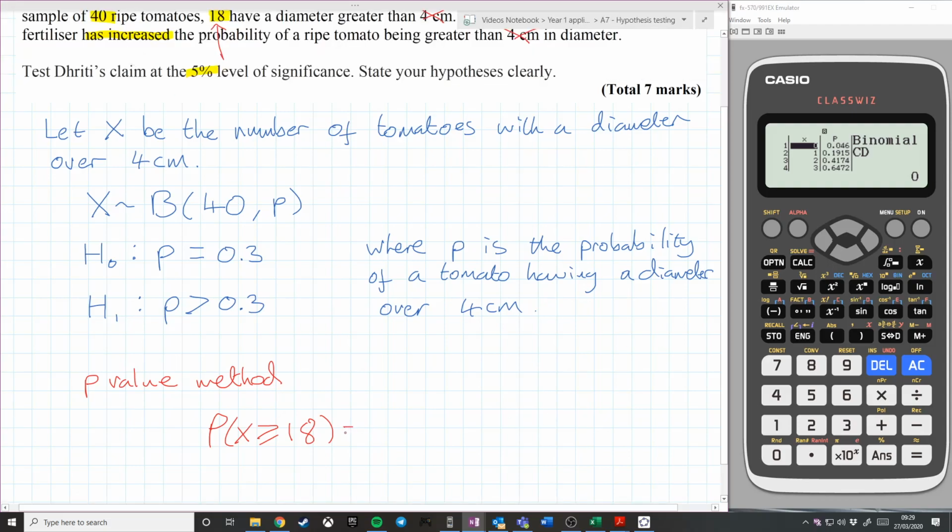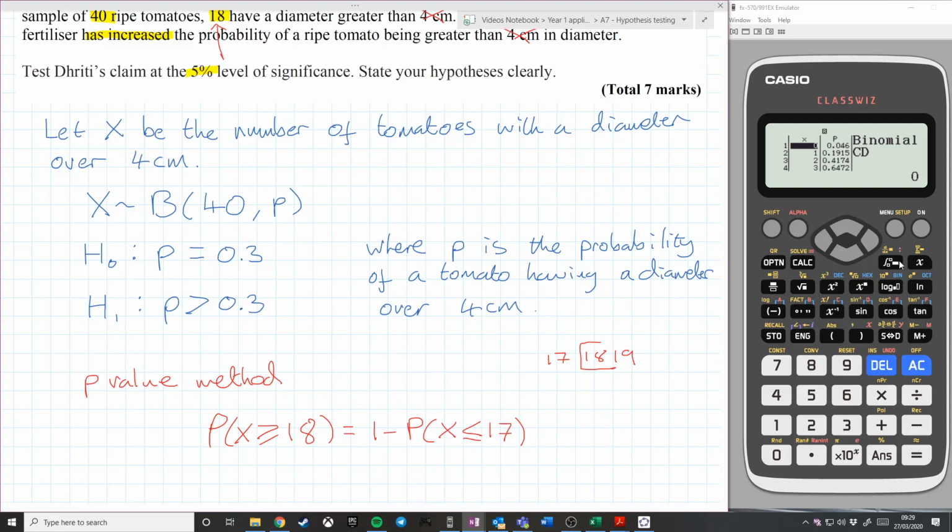So I can't do that directly. I have to do 1 minus the probability of something less than. The calculator only does less than or equal to. Now, what's it going to be less than? I just do my quick number line, 17, 18, 19. I want greater than or equal to 18, so it's 1 minus less than or equal to 17.